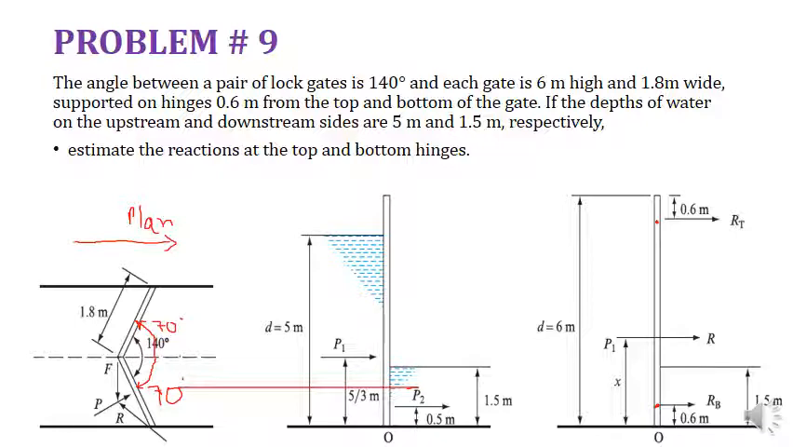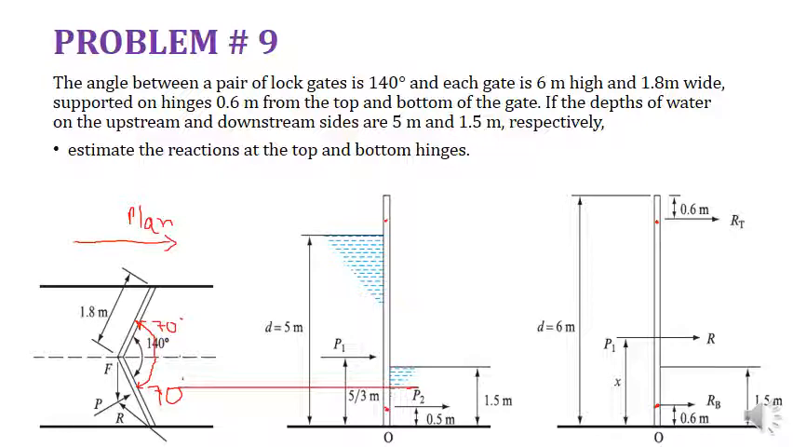If the depth of the water on the upstream and downstream sides are 5 meter and 1.5 meter respectively, now how to sketch it out? Once the height of the gate is with you and you have marked the hinges, where they are located, the top hinge and the bottom hinge.